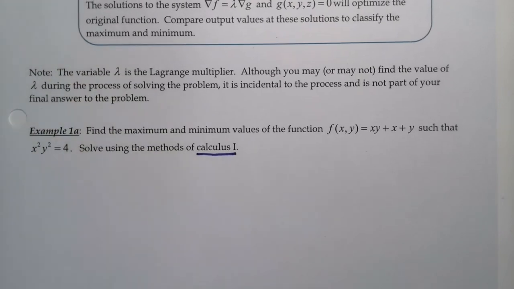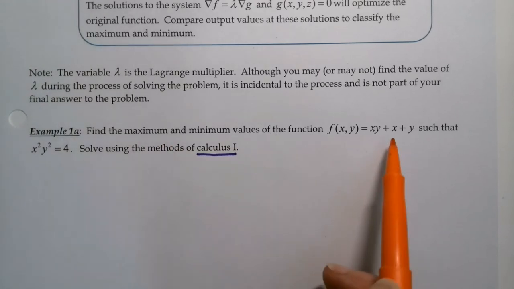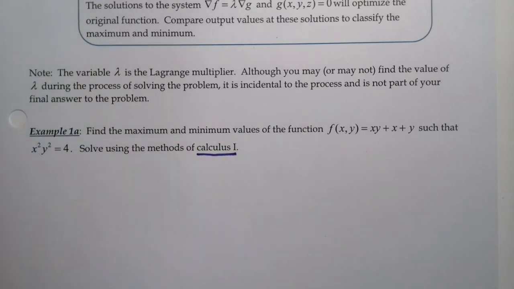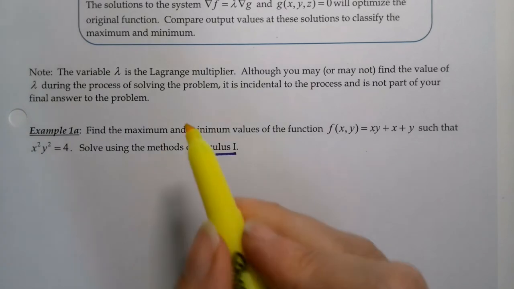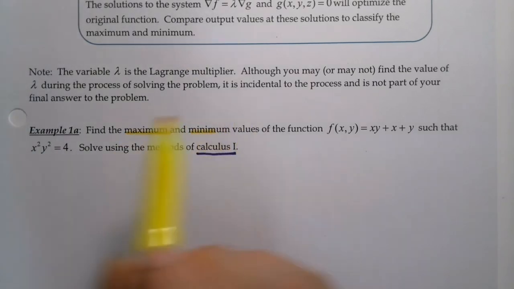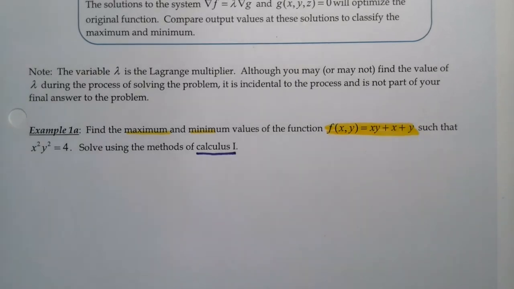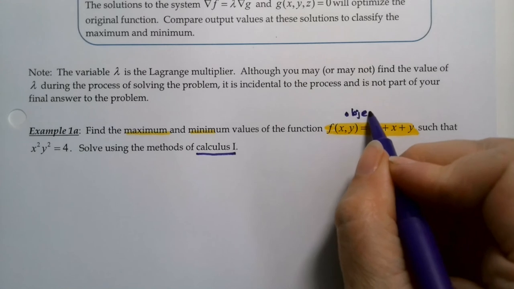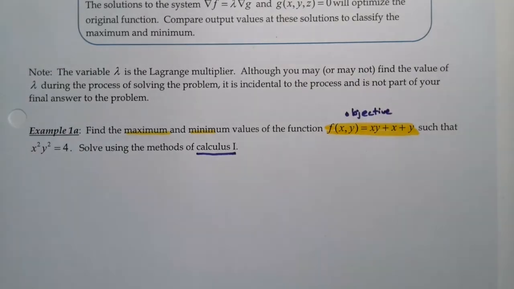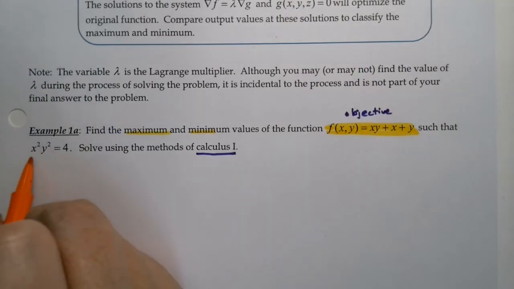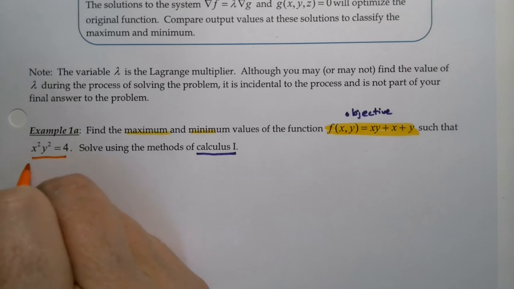Well, we've got a constraint here. So we want to find the minimum and maximum values of this function. You can see this is the objective function right here. It says it wants the min and the max of this function right here. So that would be your objective function, such that x squared plus y squared is equal to 4. Well, that's your constraint right there.